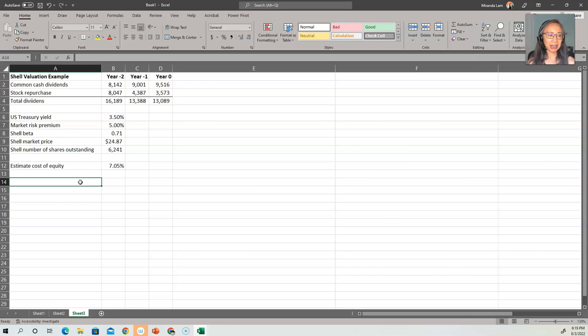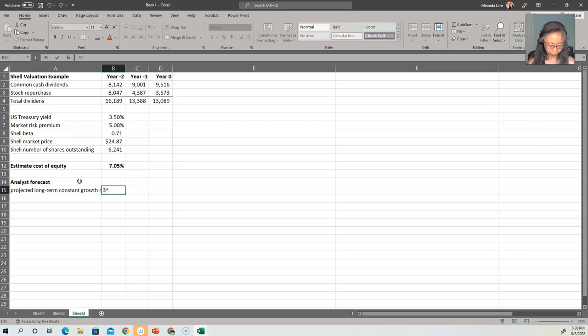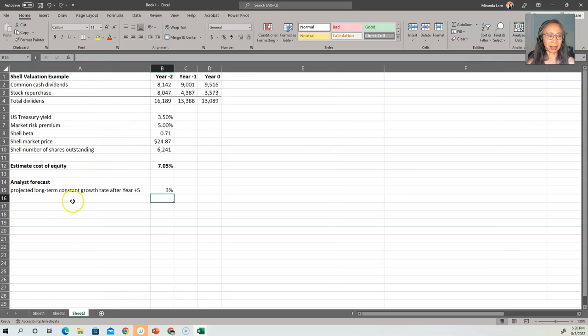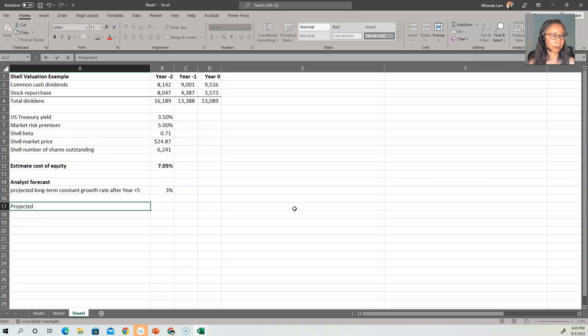Next, we're going to take a look at the analyst forecast. This is something that you either come up with on your own or you rely on an analyst. So let's say the analyst assumed that the projected long-term constant growth rate after year plus 5 is going to be 3%. In addition to that, the analyst is going to project dividend growth from year plus 1 through year plus 5.